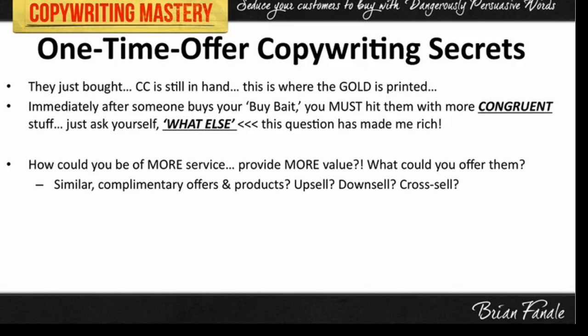So anyway, an upsell is when the offer right after they take your product, your buy bait, the next congruent offer, is more expensive than that buy bait. A downsell is obviously lower, less expensive than the previous offer, and a cross-sell is the same: the offer is congruent and the price point is exactly the same.